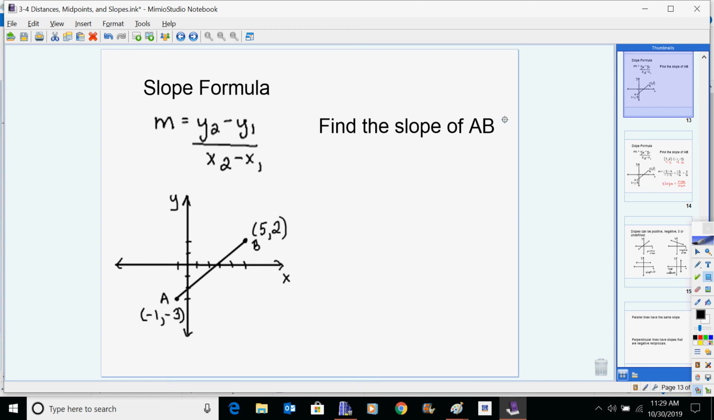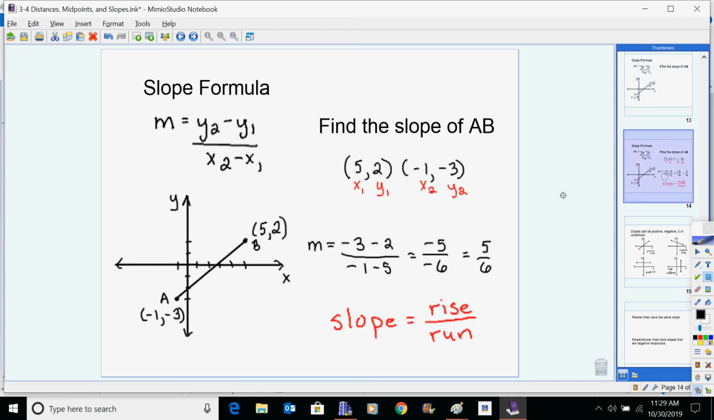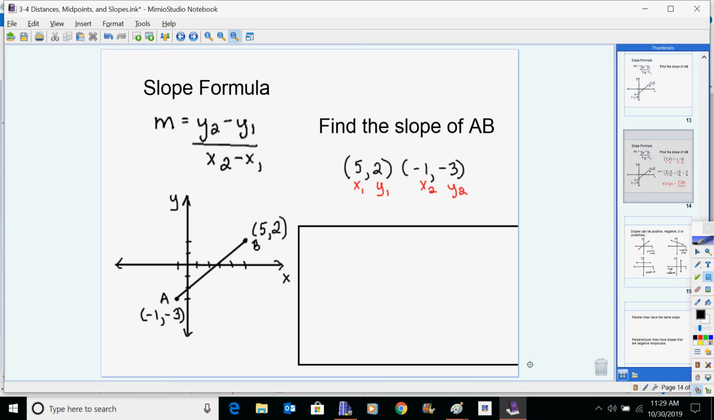Here we go. We need to find the slope. So we need to set this up. So you find the slope. Do the same thing. Identify x1, y1, x2, y2. Same beginning process, because all of these three formulas use the same thing.